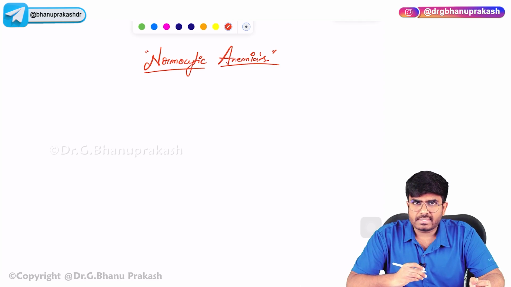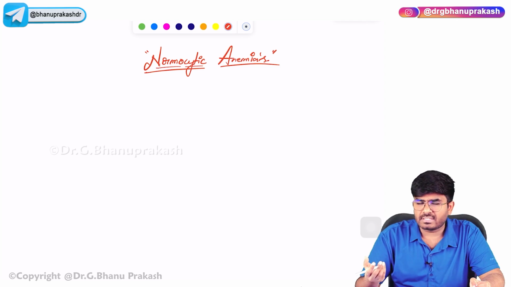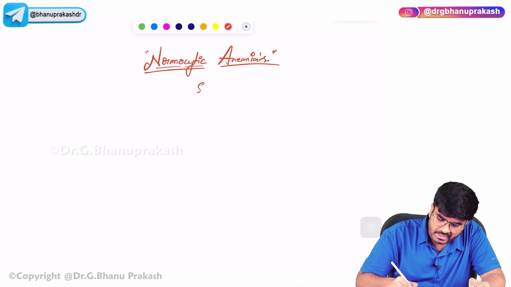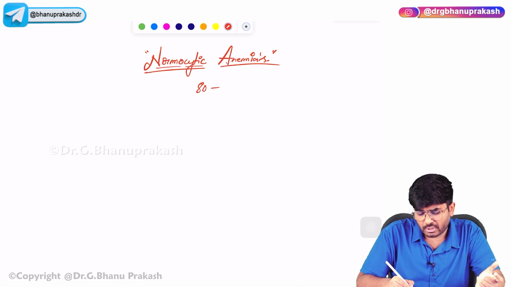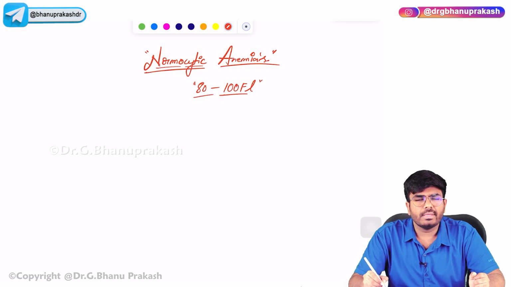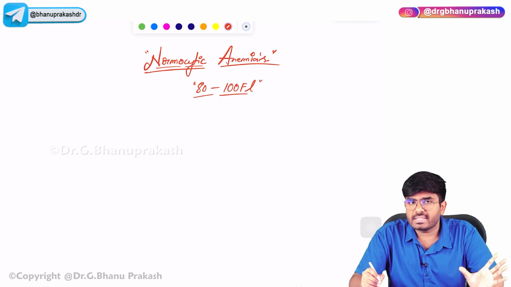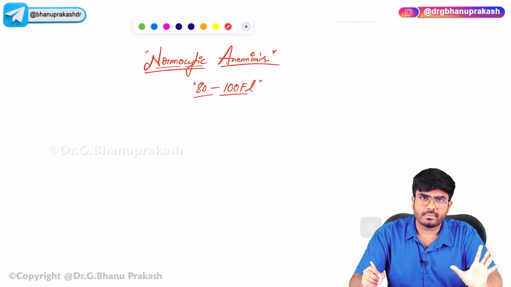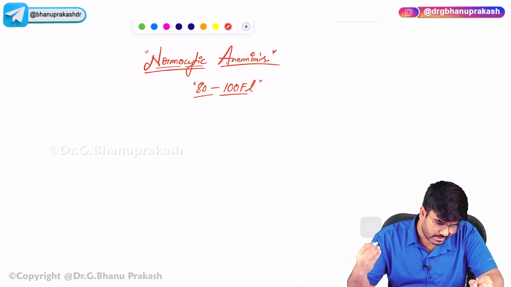See, normocytic anemias, what exactly do we mean by normocytic anemias? Normo means normal size of the cells. The mean corpuscular volume of the RBCs is going to be somewhere between 80 to 100 femtoliters, something normal. So the RBCs are of normal size. But why is there anemia? Anemia is happening, but still the RBC size is maintained. That is what normocytic anemias are.